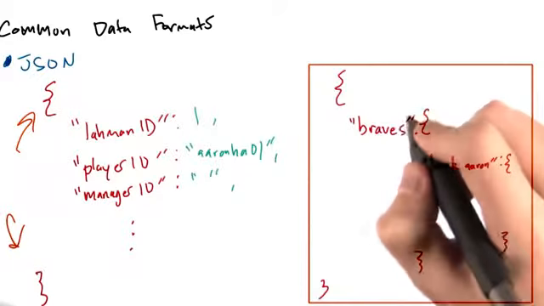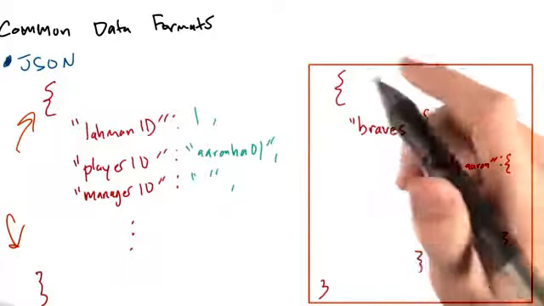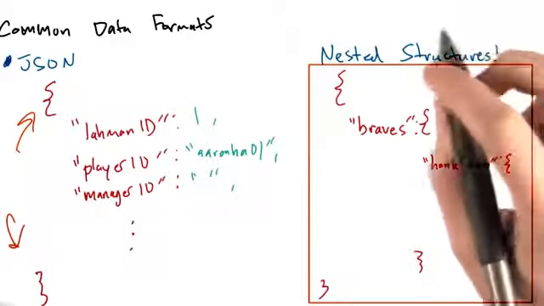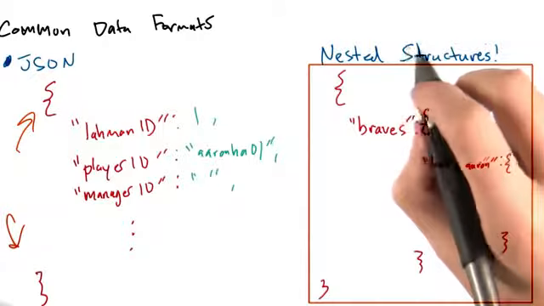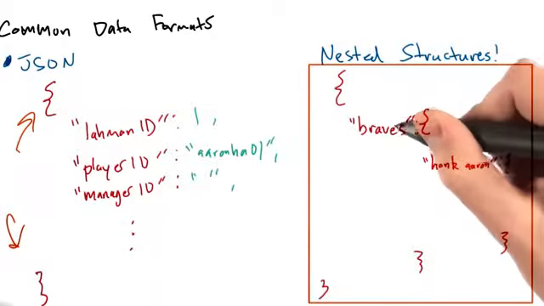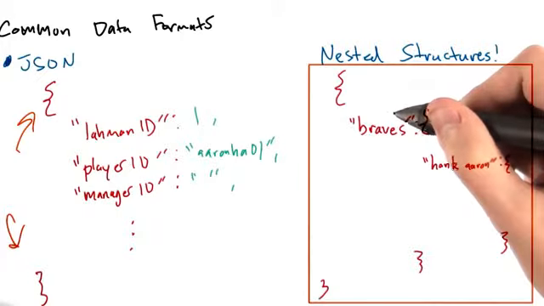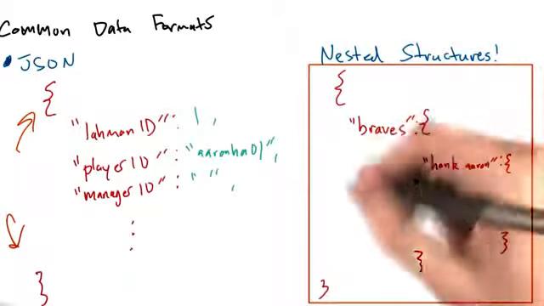Oftentimes, the benefit of XML or JSON is that they support nested structures in a way that CSV documents cannot. I don't want to go into this in great detail, but you can imagine that the value corresponding to a particular JSON key, say Braves, could itself be another JSON object. Here's what that might look like.